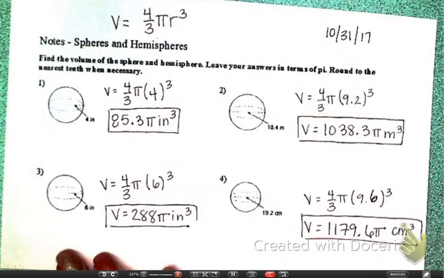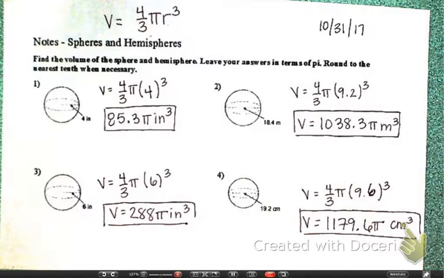Okay. Just a reminder, you have a quiz on Wednesday. Your quiz is going to cover prisms, cylinders, pyramids, and cones. You need to know both of those general formulas along with the area formulas for each of the bases that you could possibly have. So hemispheres and spheres will not be on there.